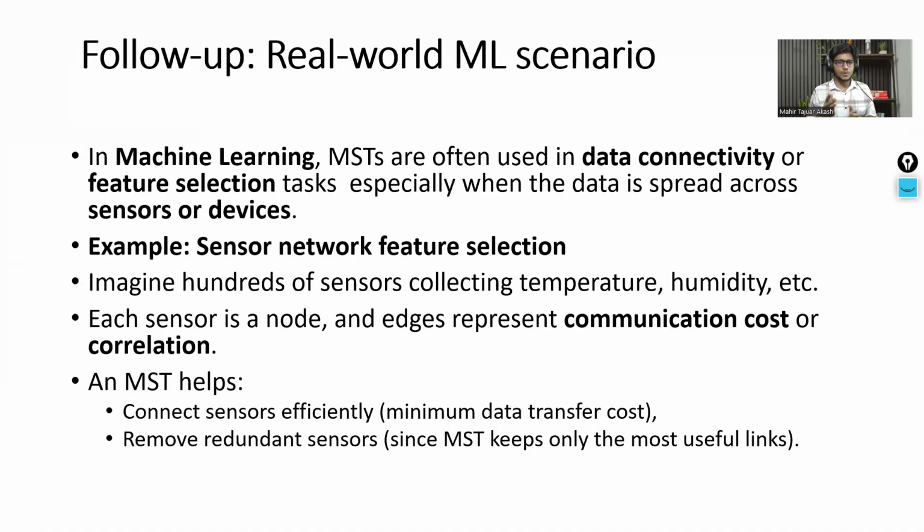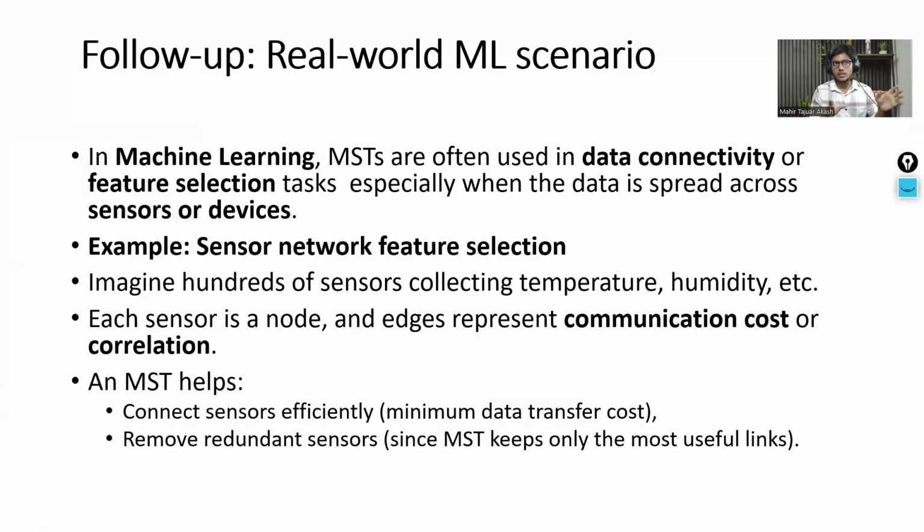If you talk about the data connectivity thing, it can be used from that point of view as well. For example, sensor network feature selection. You have many sensors implemented in different locations, and they're all collecting data, right? Now finally, you have to find out that the MST really helps you connect sensors efficiently.